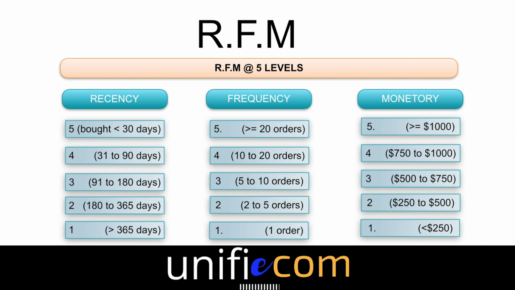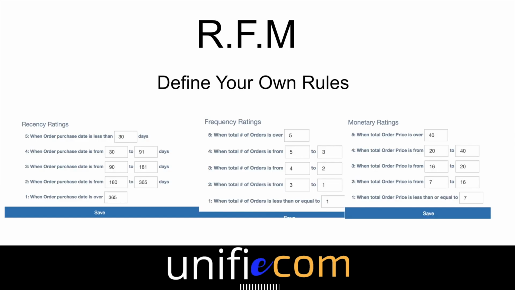So if someone has recency, frequency, monetary of 555, you know they are your best customers, and you can target them, give them some sort of bonus, give them some sort of gifts. And then you can also find your next best customers. Also it is good to find who are your lost customers, who have not bought for a long time, and then you can create specific campaigns accordingly. So you define your own rules.